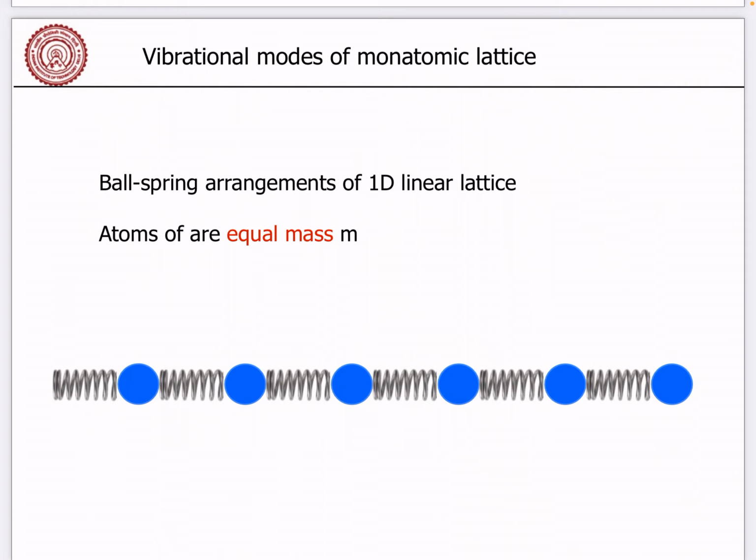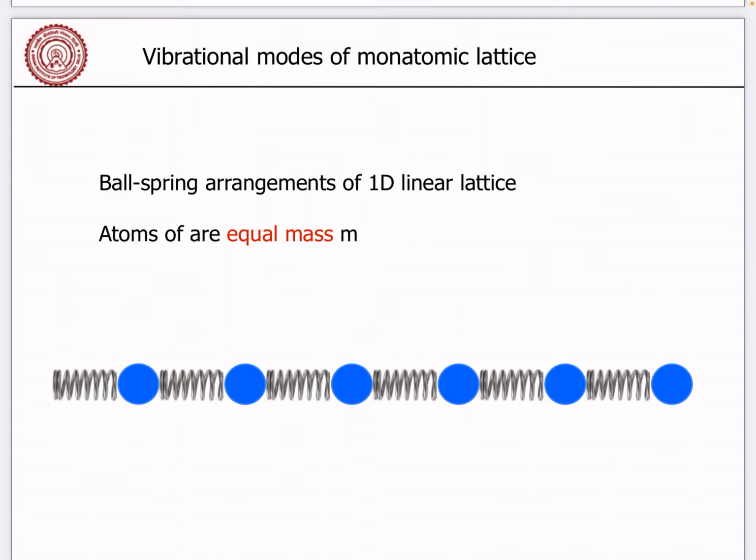Now first we assume this very simplistic case. This is what we will discuss today. So we take an infinite chain of atoms in one dimension. So it's basically a one-dimensional linear lattice, and we use a ball-spring arrangement. So meaning that, as I said, the atoms vibrate, and we consider that Hooke's law is valid. Therefore, we consider that each atom is connected by two springs. Okay, and so these vibrations.